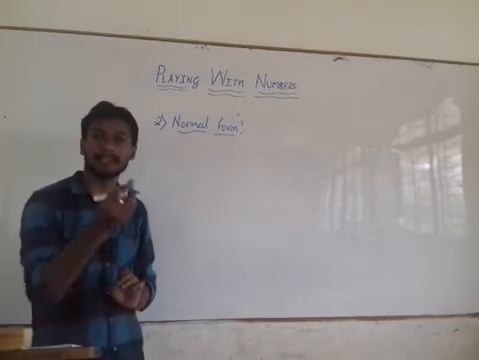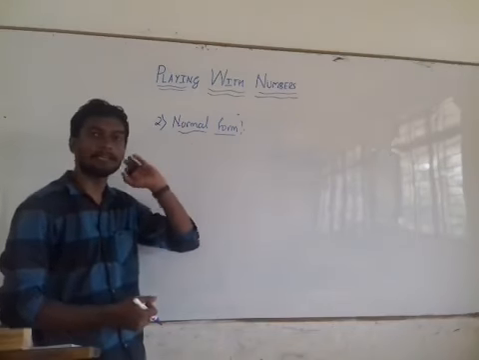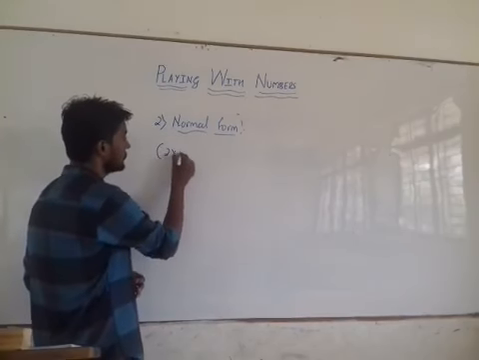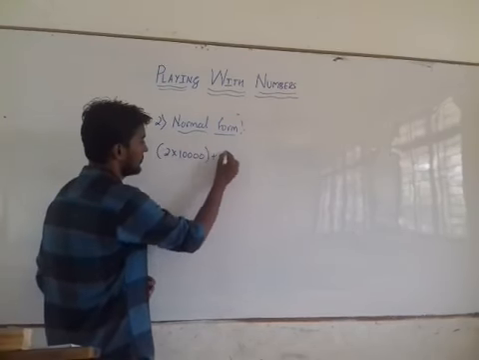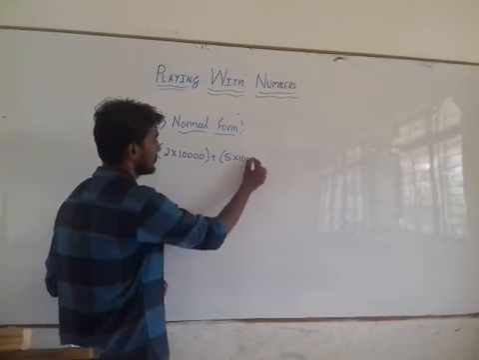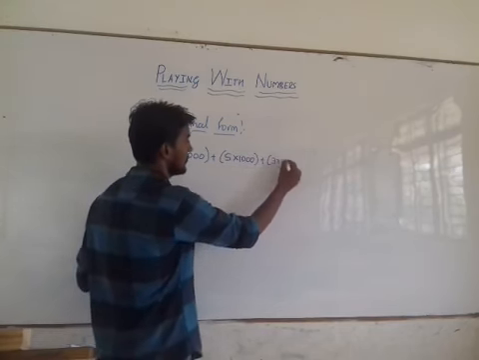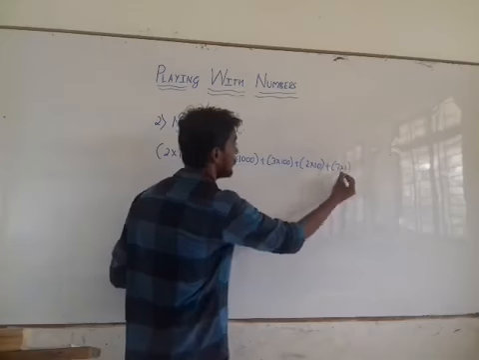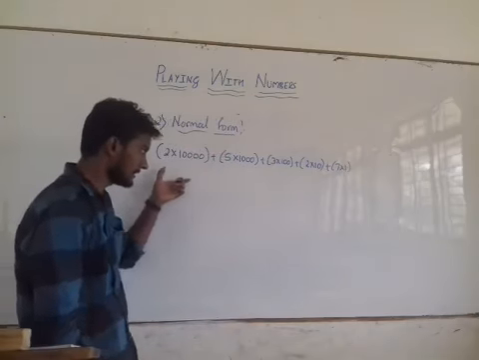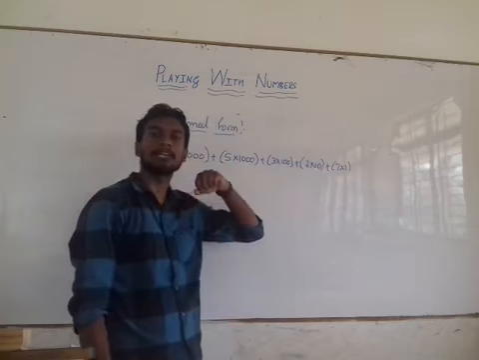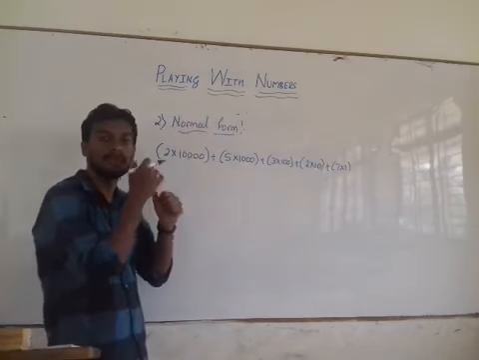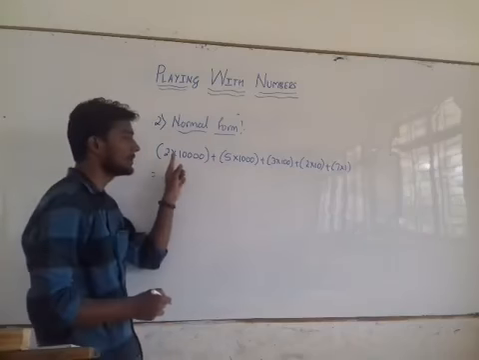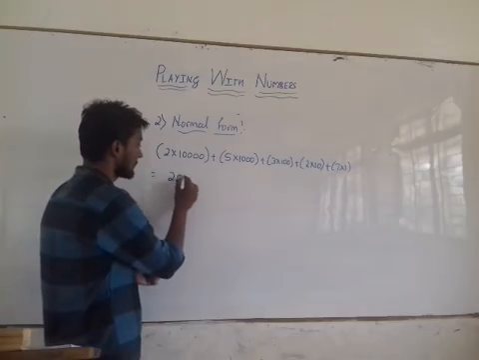So let us consider an example. How do we write a number in the normal form? I will take one example here: 2 into 10,000 plus 5 into 1,000 plus 3 into 100 plus 2 into 10 plus 7 into 1. This is the number they have given you, and you have to write it in the normal or usual form. So how do you write it? As you already know, 2 into 1 lakh is how much? It is 2 lakh.